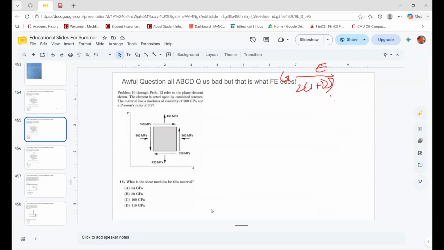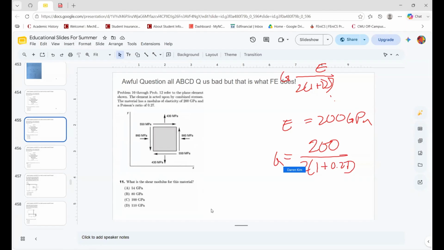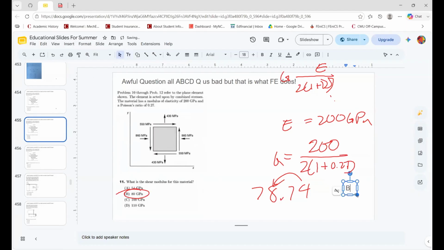Shear modulus, right? So we're given E already, equals 200 gigapascals. So we'll just keep it in pascals, 200, and then 2 parentheses 1 plus 0.27 is all you need to get G. So you do 200 divided by 2 times (1 plus 0.27). That's about 78.74. Again, round up to 80. They do like to round up, I guess, because it's like the 16th time I've seen them round up to something bigger than it is. It's really, really scary how they do that.